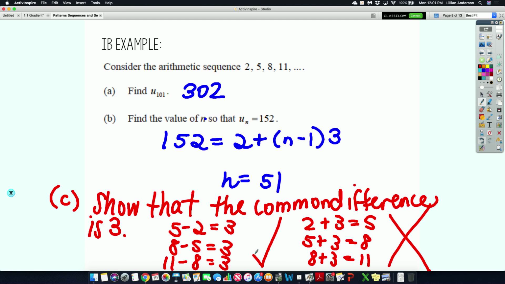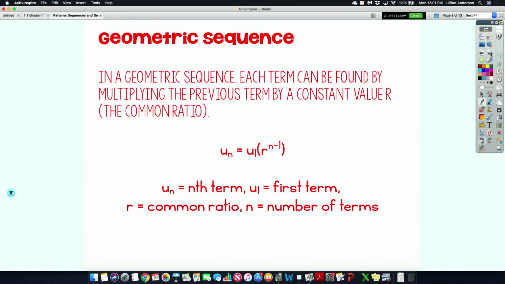As we go through the content, I'll try to bring up other examples of where you have to show, and you want to be careful on how you actually show it. Okay? Well, let's talk about geometry. Geometric sequence, very similar to arithmetic. It has its own set formula. But this is when each term can be found by multiplying the previous term by a constant value. This time it is R, the common ratio.